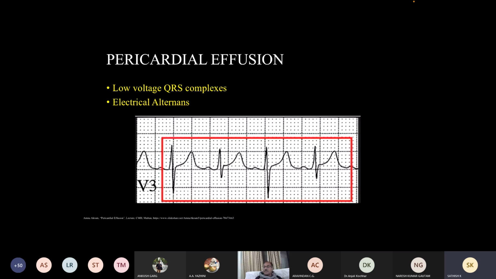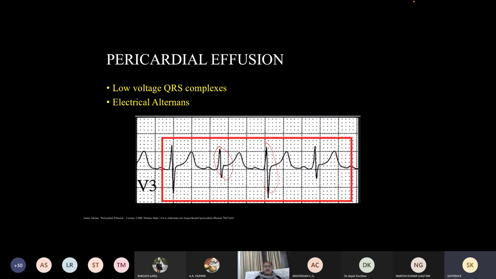So you will see QRS complexes of different amplitude. This is called electrical alternans. You will also see a low voltage QRS complex with different amplitude. We call this electrical alternans, and it is significant of pericardial effusion.